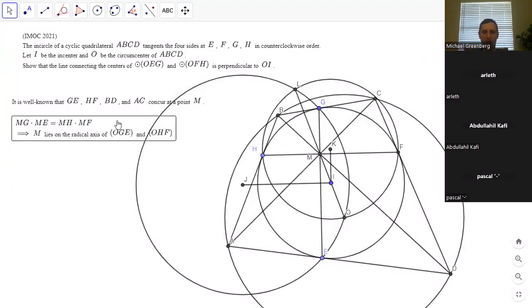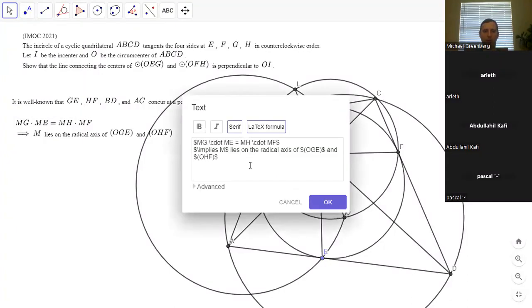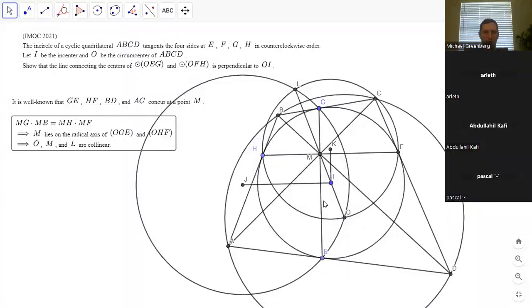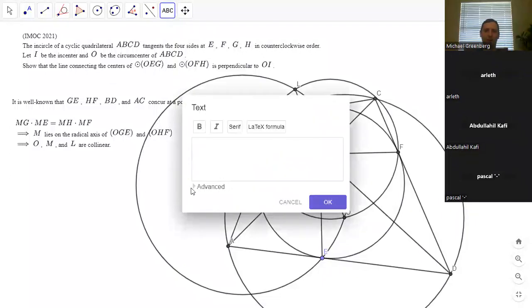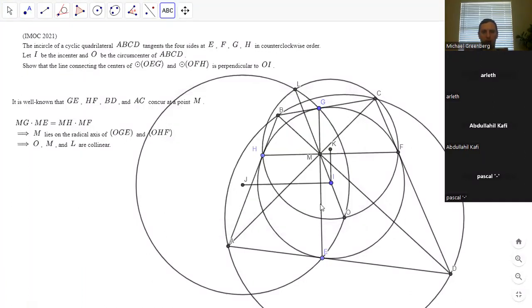And that means that OM and L are collinear. And then it's well known that OI and M are collinear. So that means that OI and L are collinear.